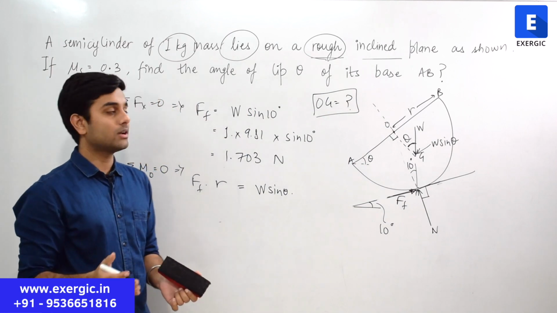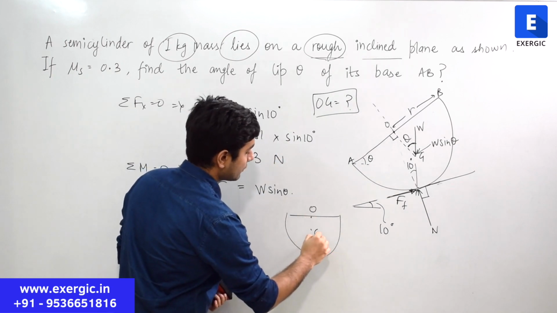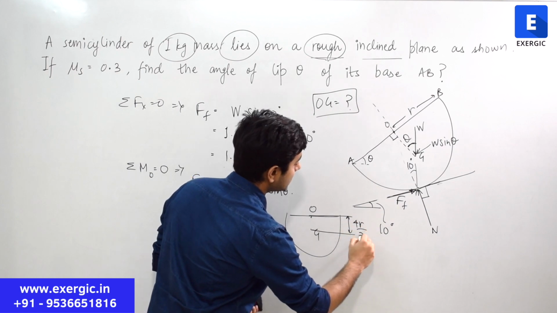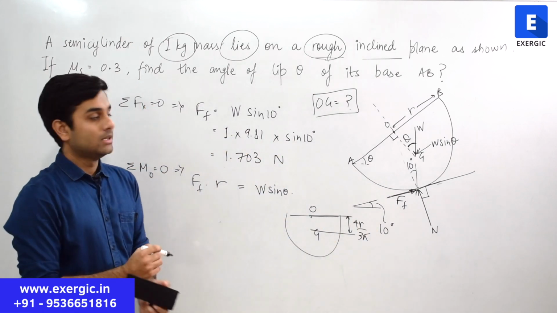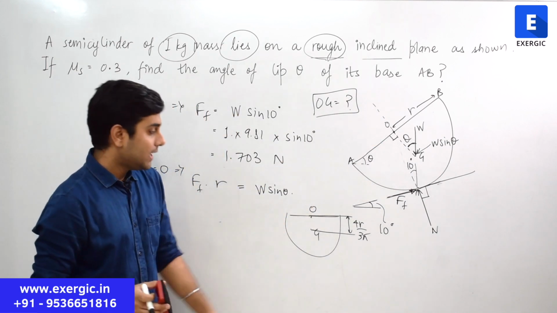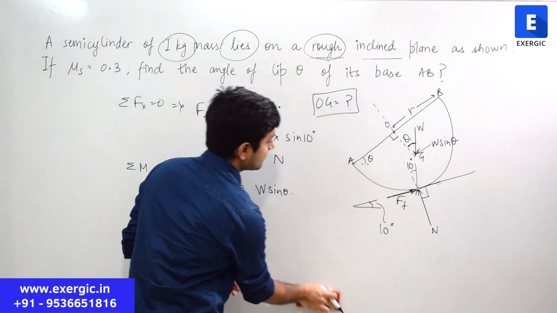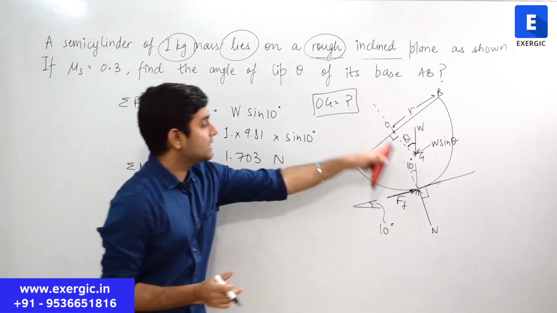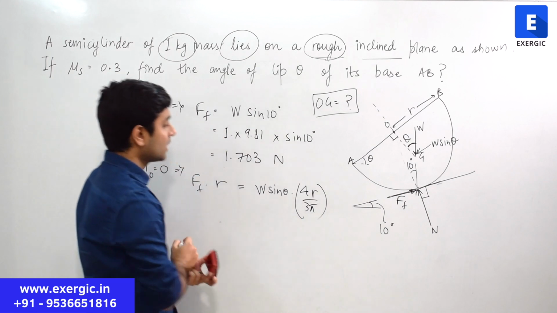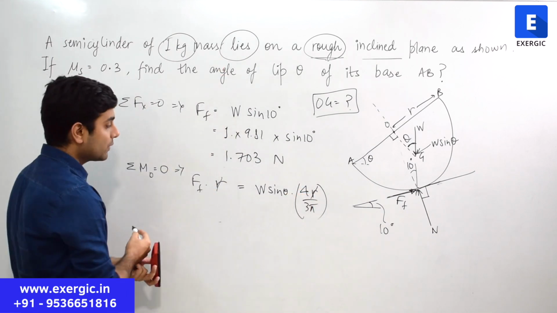We know that for a semicircular body, if this is O, this is the center of gravity, the distance between them is equal to 4r by 3 pi, right? So OG is that distance. If just in case any of you don't remember this formula, you will not be able to solve the question easily, right? So OG is equal to 4r by 3 pi. R and R will get cancelled. R was also not given to you in the question.